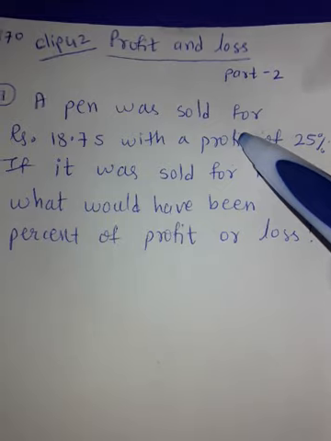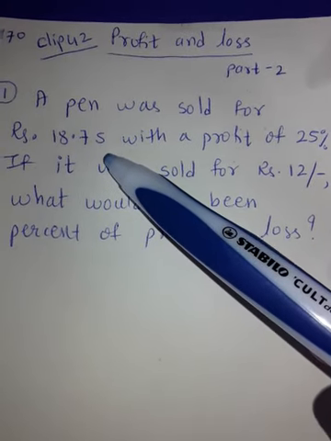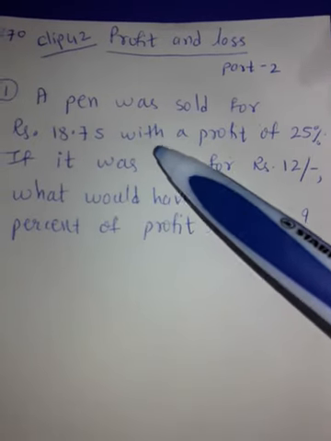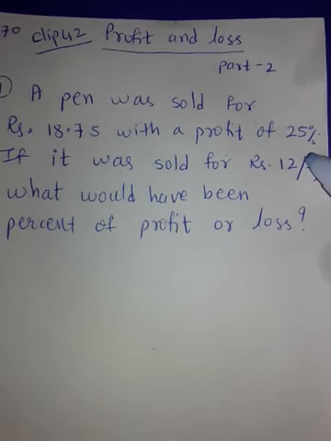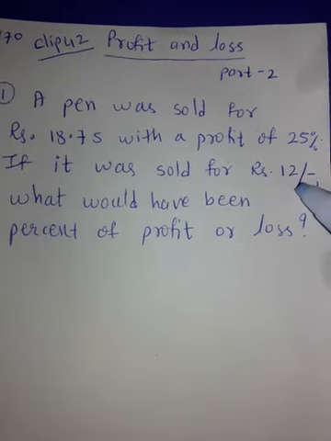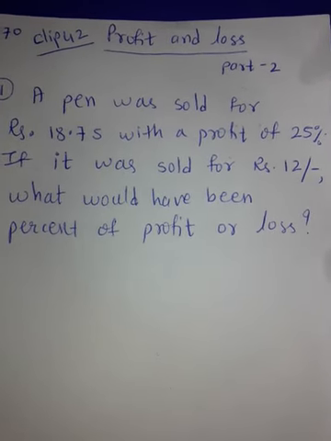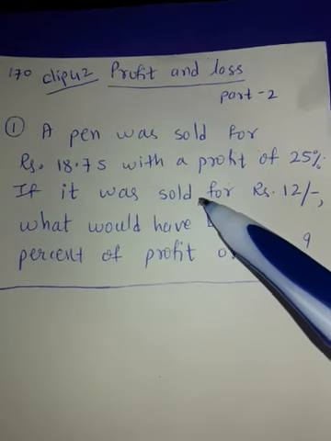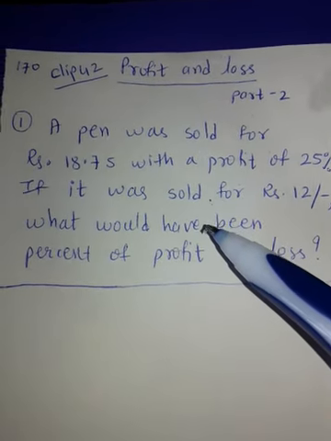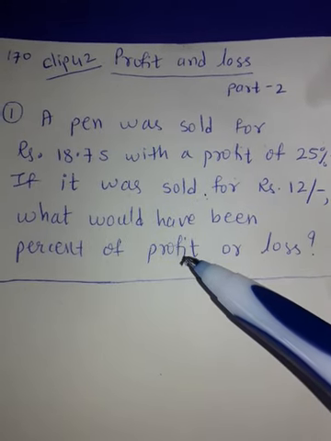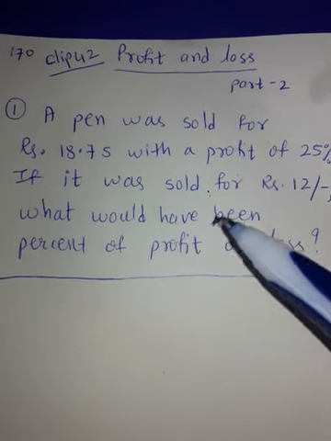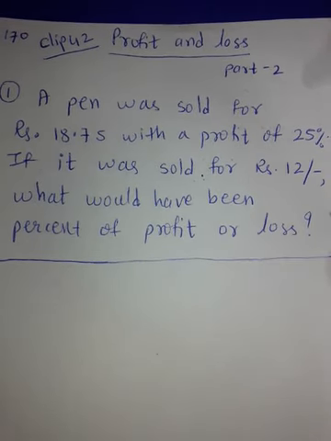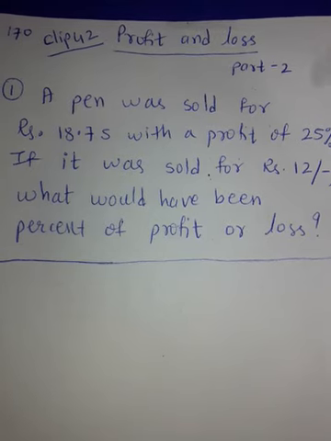A pen was sold for rupees 18.75, that is 18 rupees 75 paise, with a profit of 25%. If it was sold for rupees 12, what would have been the percent profit or percent loss? We are going to solve this with two methods. The first method will be totally concept based and the other method will be a shortcut. In Part 1 also we solved the example using the concept method as well as a shortcut.